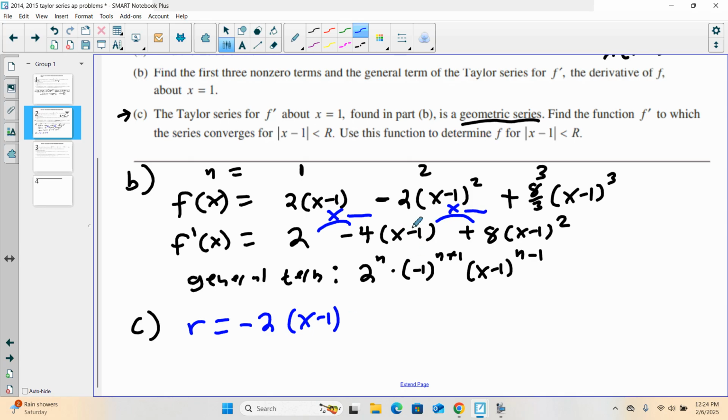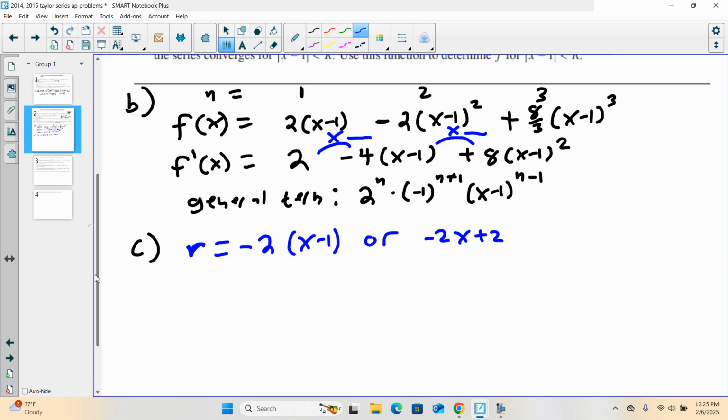And let's see if that ratio holds up for our next terms. Negative 4 times negative 2 would be positive 8. X minus 1 times x minus 1 would be x minus 1 squared. So the ratio, we're told that this is a geometric series, and the ratio that we're multiplying by each time is negative 2 times x minus 1. Or you could also think of that as negative 2x plus 2. I'm using a little r here because this is our ratio, not to be confused with capital R, the radius of convergence.